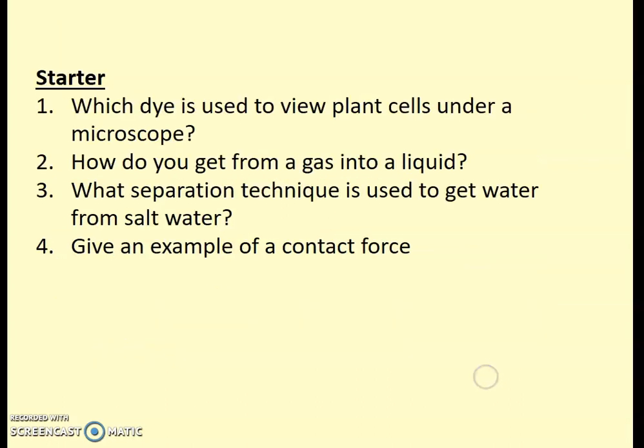So as usual, we're going to start with a starter, testing your knowledge of the previous facts that we've been over. So there's 4 questions there. The first one, which dye is used to view plant cells under a microscope? Second one, how do you get from a gas into a liquid? Third one, what separation technique is used to get water from salt water? And give an example of a contact force. Okay, if you could pause the video and then answer those 4 questions and then we'll go through them.